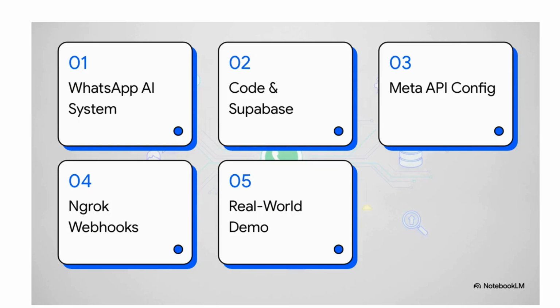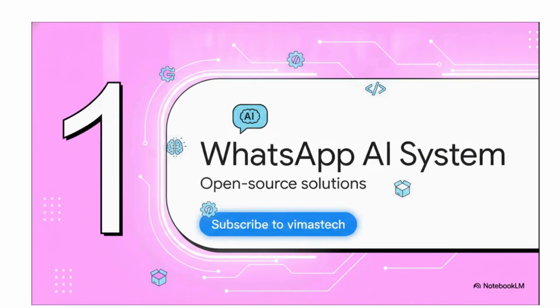So here's our roadmap for today. First, we'll look at the free WhatsApp AI system, then tackle the code and Supabase setup. After that, we configure the Meta API, set up webhooks using ngrok, and finally, check out a real-world AI demo. Part 1, Free WhatsApp AI System. Open source solutions for smart businesses.